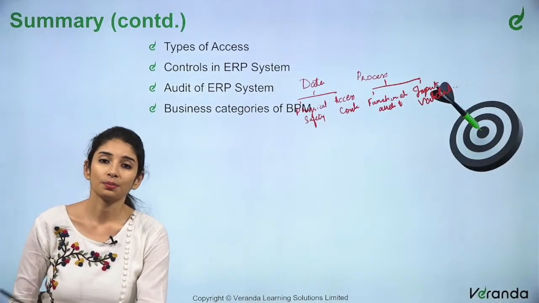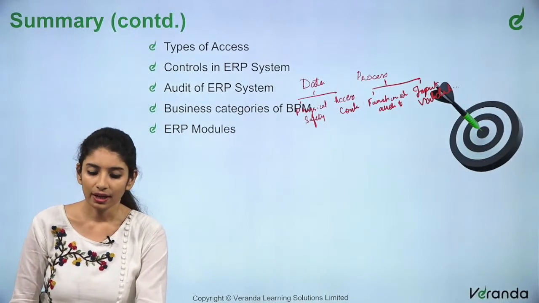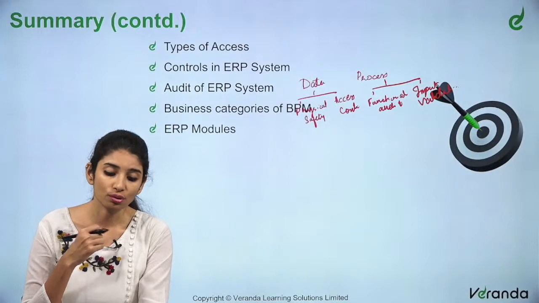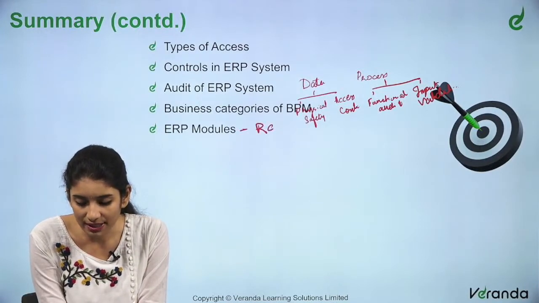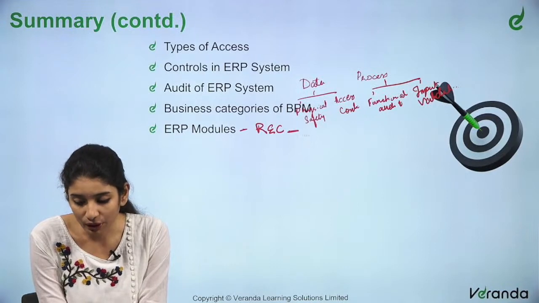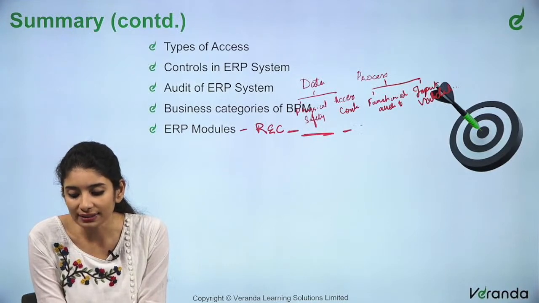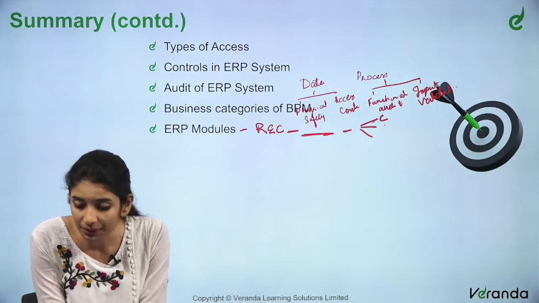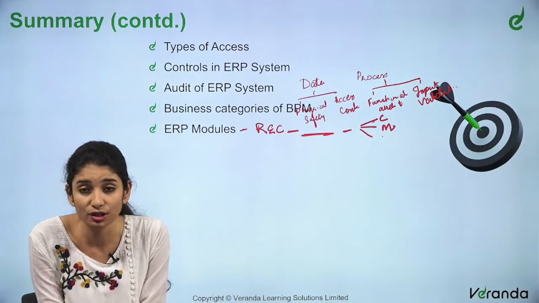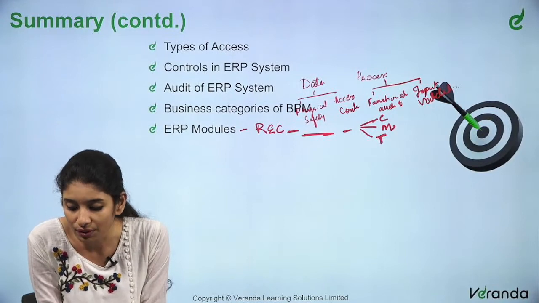Business categories of BPM. We know that manufacturing, trading and service. Next we have ERP modules. So many modules that we discussed. Under this, there could be a question on risks and controls for a particular process. Under that, they could ask 3 levels. They could either ask configuration wherever applicable. They could ask risks and controls with regards to masters, or with regards to transactions.